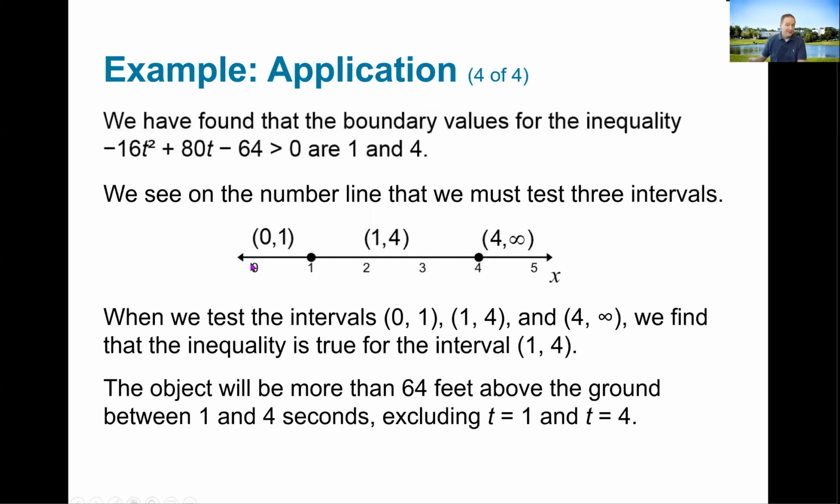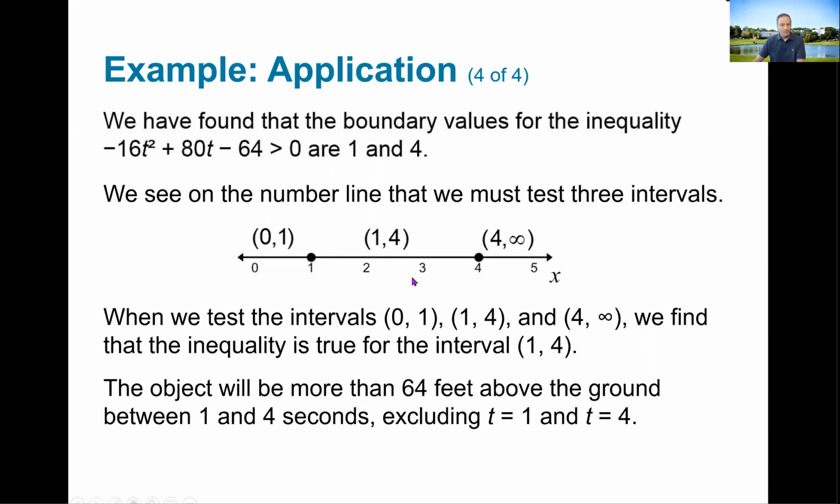Now, we want these values to be greater than 0. So what I did is I plugged in a value of 1/2 into the equation to begin with, and I got -16 times 1/4 plus 80 times 1/2 minus 64. That gave me a negative. A negative is not greater than 0. So I automatically knew 0 to 1 was not a solution.